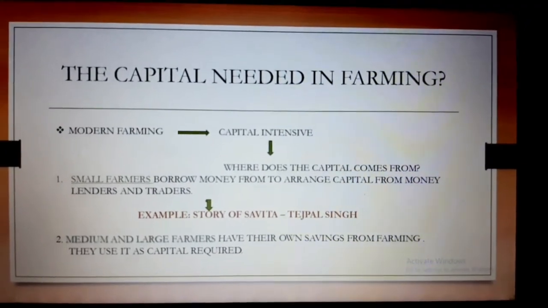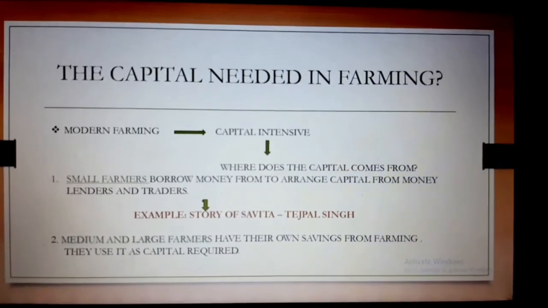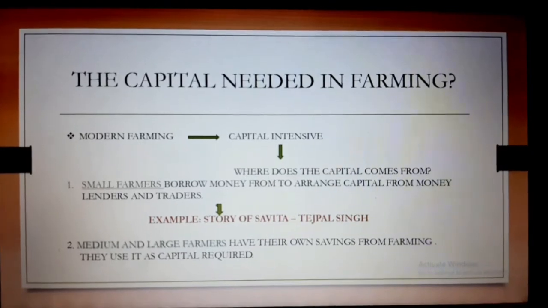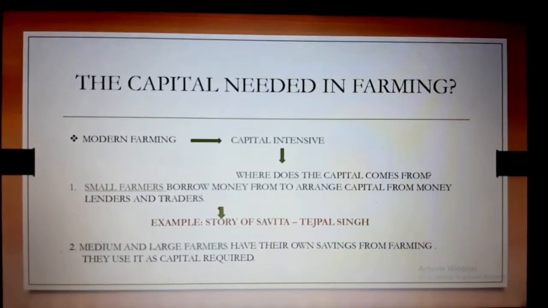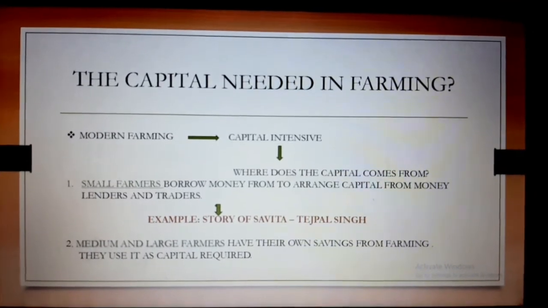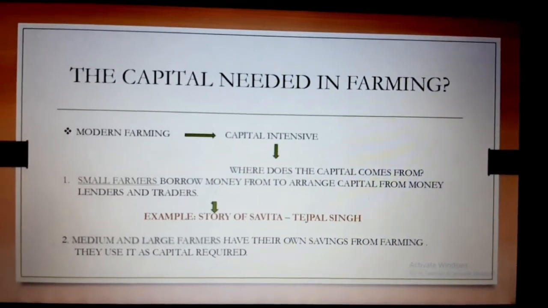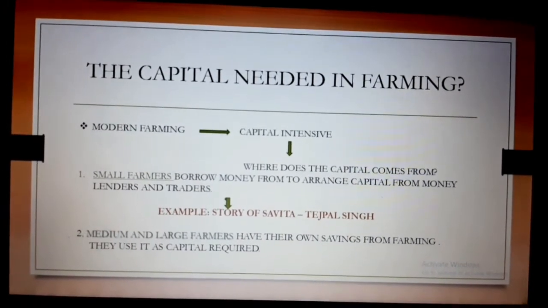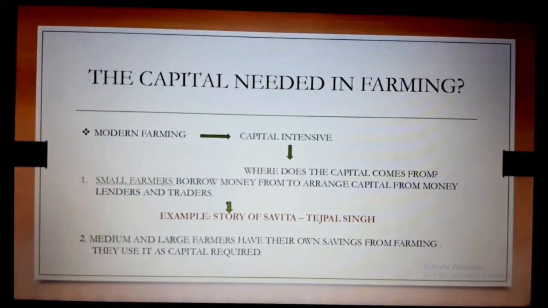Whereas when she agrees to pay the interest, he also asked that she needs to work on his own land when the time of cultivation comes. So there are a lot of things which have been asked from Savita by Tejpal Singh, because the one thing which comes here is the interest, the profit, and the illiteracy of small farmers.